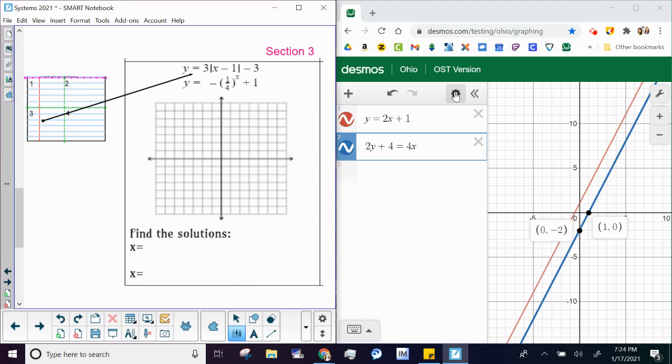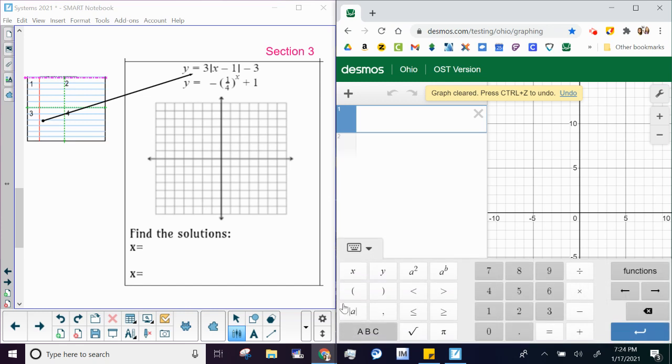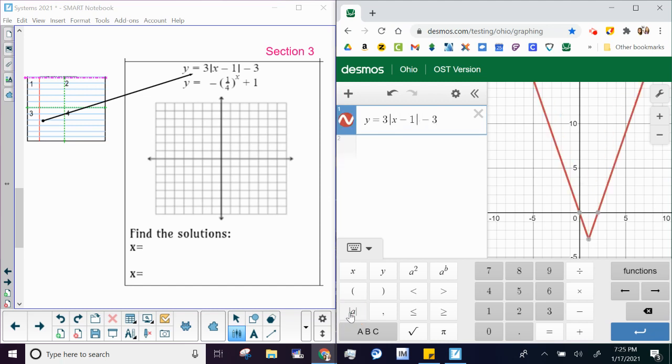Okay. So let's go ahead and go into Desmos and start typing this in. The first thing you want to do is show this keypad. That's how we're going to get these absolute value lines. It's also how we're going to get to the x power. So when we're typing this in, I'm going to start with y equals 3. And then to get the absolute value, you're going to see it right here. And we're going to type in x minus 1 minus 3.